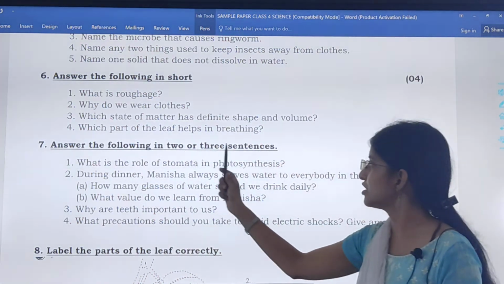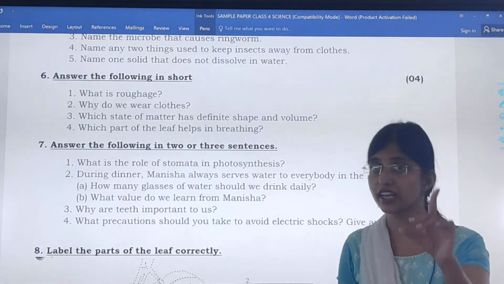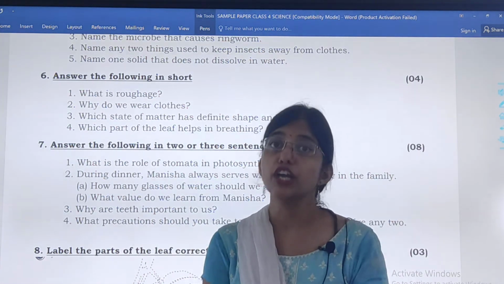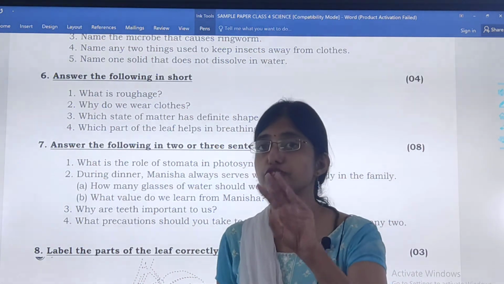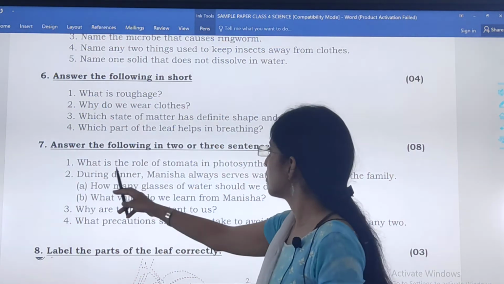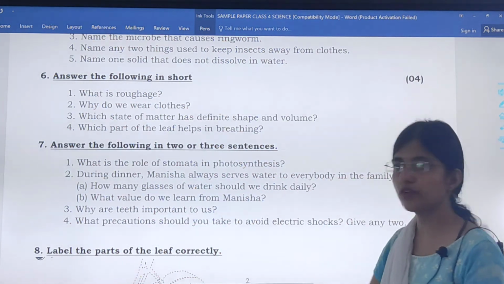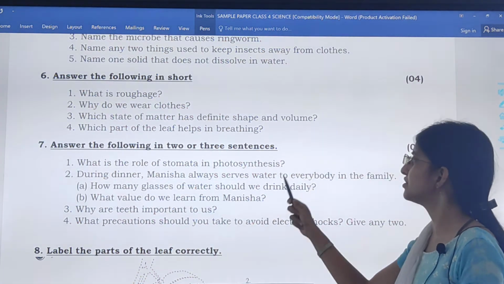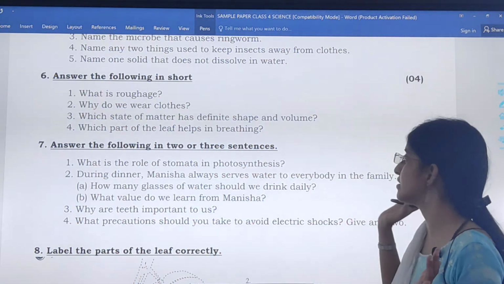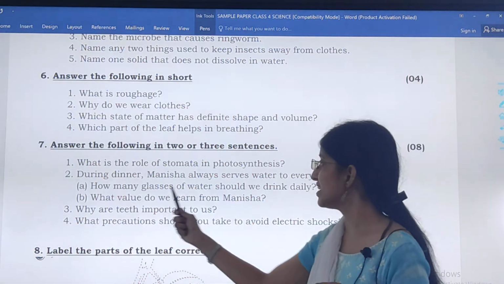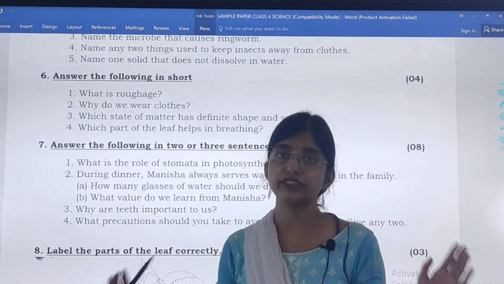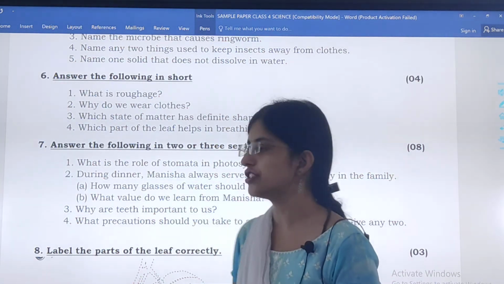Answer the following in 2 or 3 sentences. Pay attention here children. यहाँ आपको आंसर बहुत छोटा नहीं लिखना है. You have to elaborate the answer in 2 to 3 sentences. What is the role of stomata in photosynthesis? During dinner, Manisha always serves water to everybody in the family. How many glasses of water should we drink daily? We should drink 6 to 7 glasses of water each day.